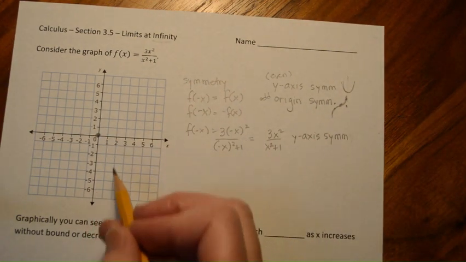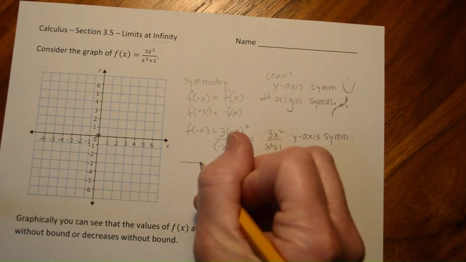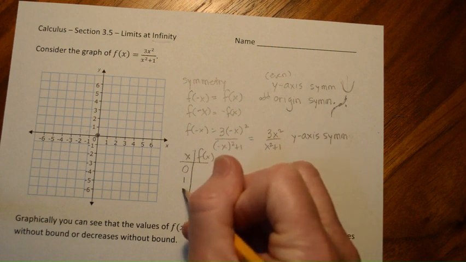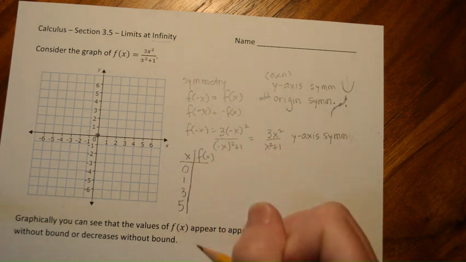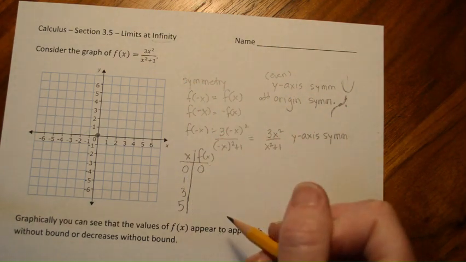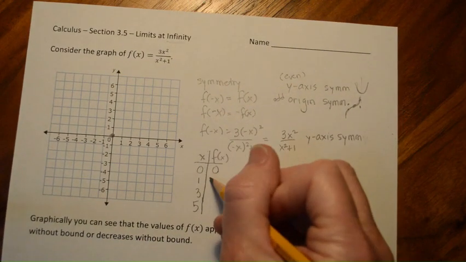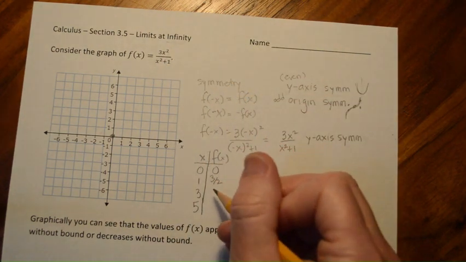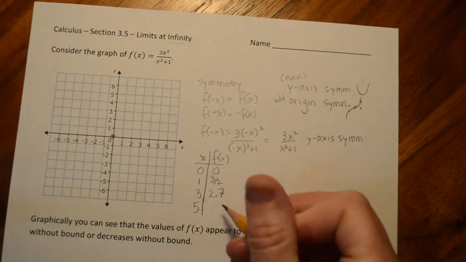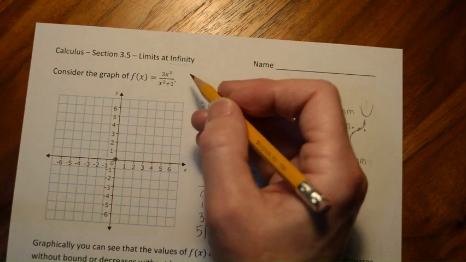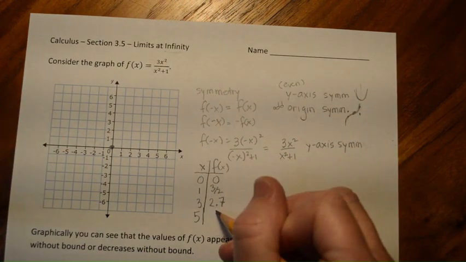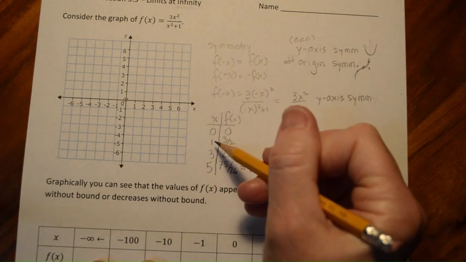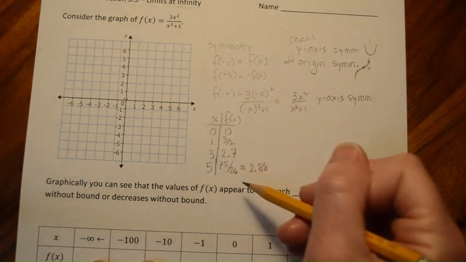when we try points like 1, 2, 3, the negative versions will be exactly the same. So let's pick a couple points here. We've got x and f of x, and I'm going to go with 0, 1, 3, 5. If I put in 0, I already know I get 0. If I put in 1, I get 3/2, or 1.5. If I put in 3, I get 27 over 10, which is 2.7. And if I put in 5, I get 75 over 26, which is approximately 2.88. And again, if I do -1, I get 3 halves, -3, 2.7, -5, 2.88.